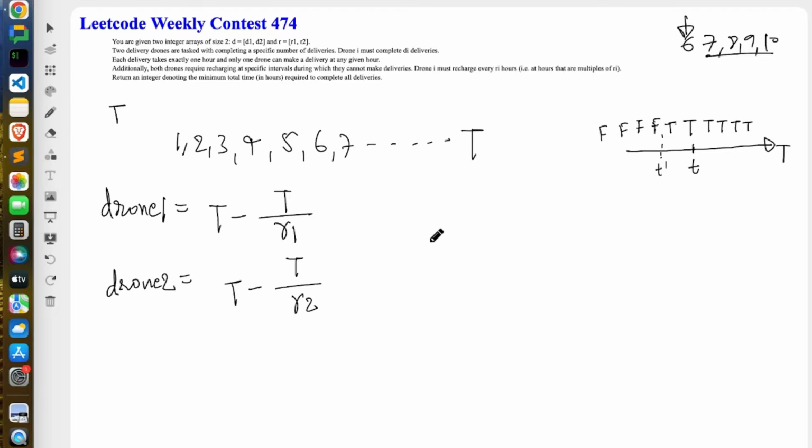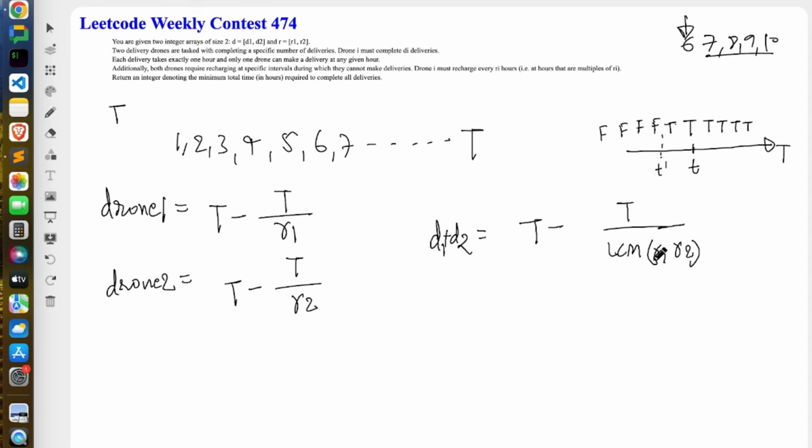So that time would be, let's say, when both are charging. So when both d1 plus d2 would be charging, that time is t divided by LCM of r1 and r2. So this is the time when both would be charging, and if you just subtract that from t, then this is the time when d1 and d2 both can deliver, right?